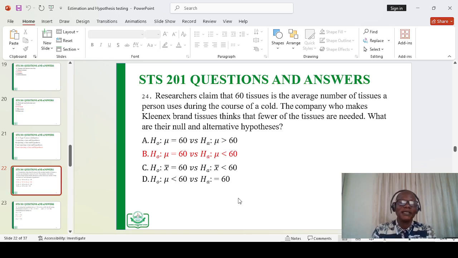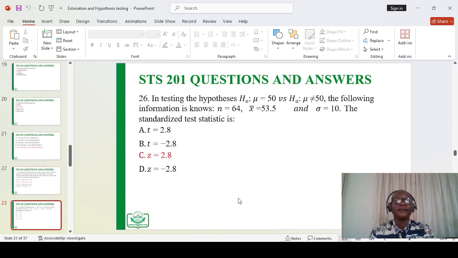For the null hypothesis, mu equal to 60 first off, because they said they needed fewer, therefore the alternative will be less than 60. So B is the correct answer.